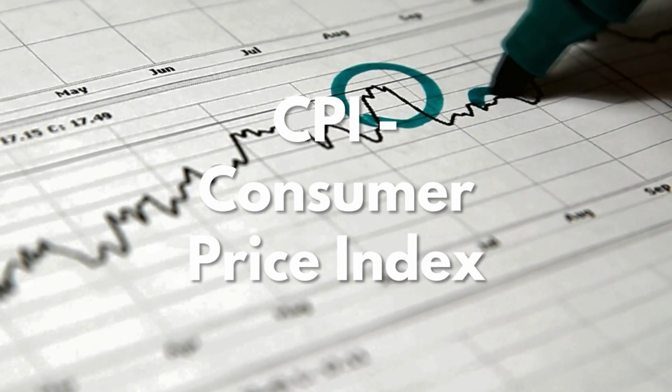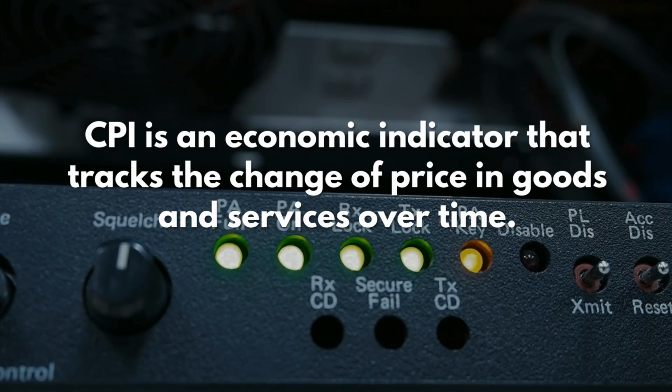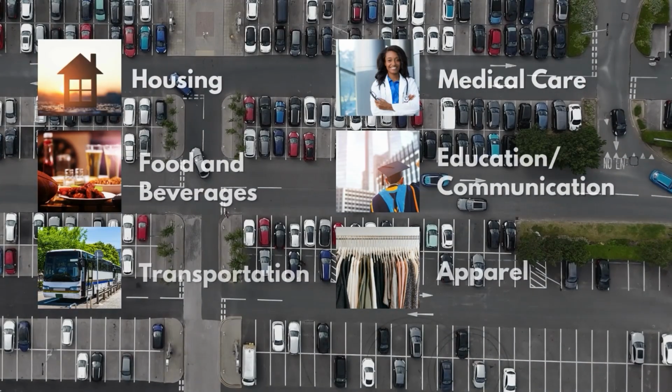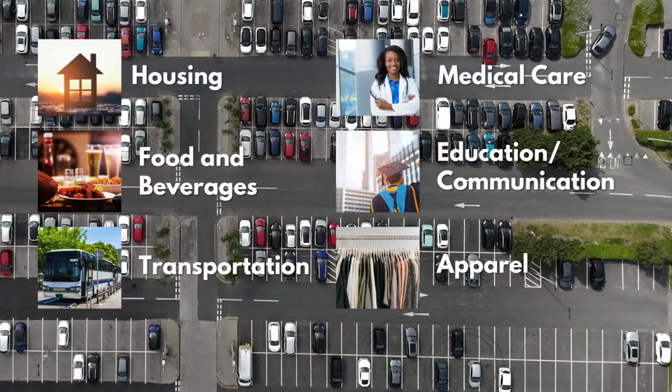The Consumer Price Index, CPI, is a key economic indicator that measures the average change of prices paid by consumers for goods and services over time. It is also used to track inflation and the cost of living. The CPI is calculated by taking a weighted average of the prices of a basket of goods and services, including housing, food and beverages, transportation, medical care, education and communication, apparel, and even entertainment.